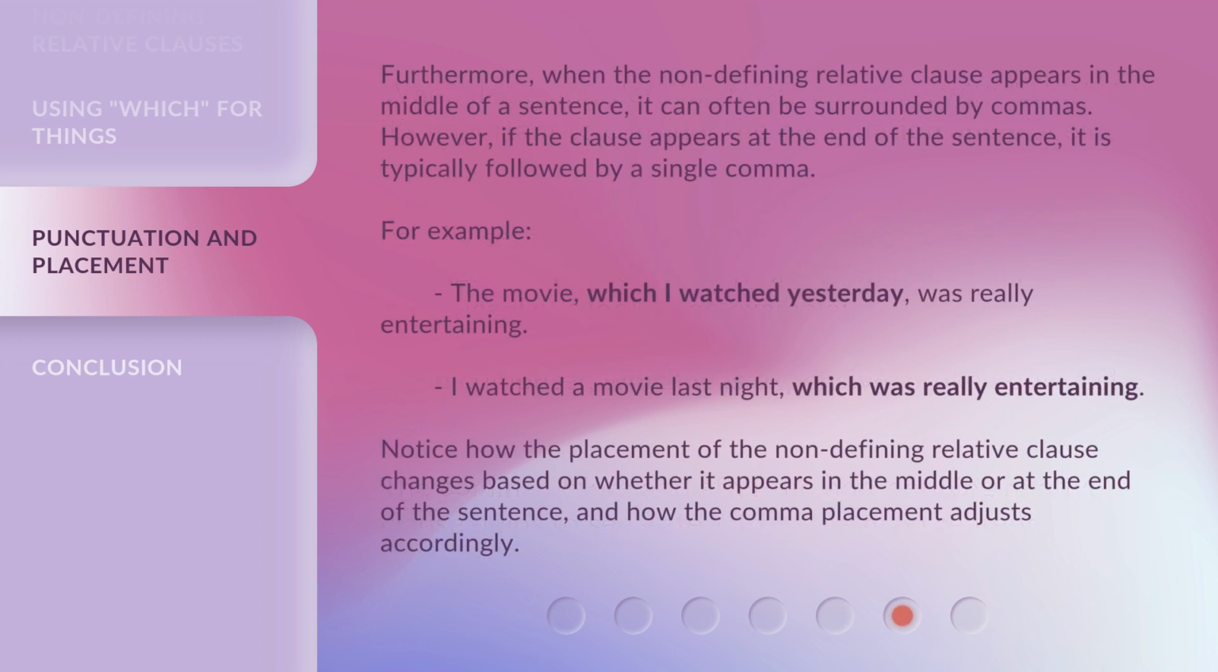Furthermore, when the non-defining relative clause appears in the middle of a sentence, it can often be surrounded by commas. However, if the clause appears at the end of the sentence, it is typically preceded by a single comma. For example, the movie, which I watched yesterday, was really entertaining. I watched a movie last night, which was really entertaining. Notice how the placement of the non-defining relative clause changes based on whether it appears in the middle or at the end of the sentence, and how the comma placement adjusts accordingly.